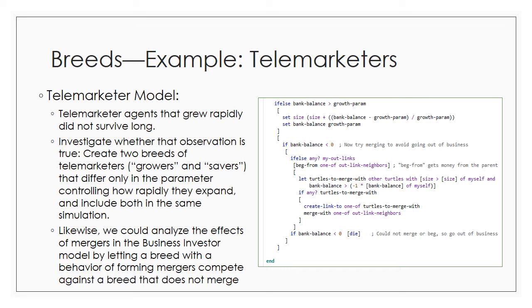Here is one example that we already know, the telemarketer model. Take a look at the code in the box. Here we see that agents that grew quickly did not survive very long. It would be interesting to create two breeds of telemarketers, the growers and the savers, that differ only in the parameter controlling how rapidly they expand and include both in the same simulation. Likewise, we could analyze the effects of mergers in the business investor model by letting a breed with a behavior of forming mergers compete against a breed that does not merge.